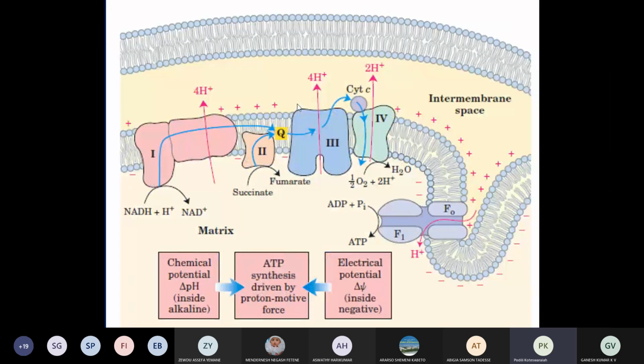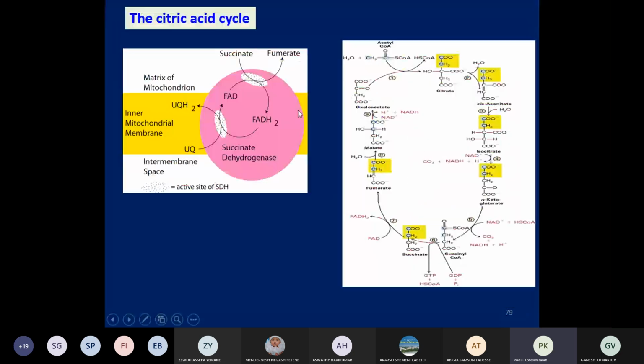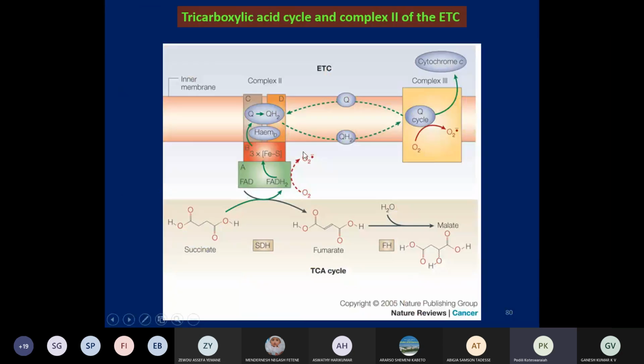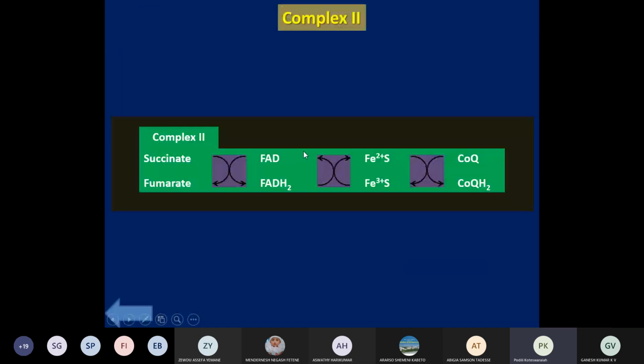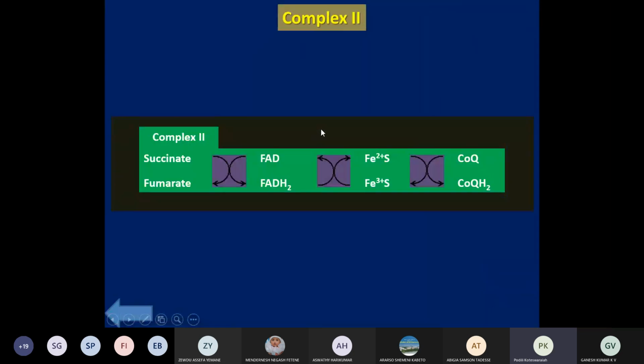As I already said, complex 2 is the integral part of the TCA cycle enzyme. What you are seeing here is that when succinate is converted to fumarate, FADH2 is formed. This FADH2 directly transfers the electrons to the iron sulfur cluster. This iron sulfur cluster further in turn transfers the electrons to the ubiquinone. As a result, ubiquinone becomes ubiquinol. So this is the reaction that takes place at complex 2.